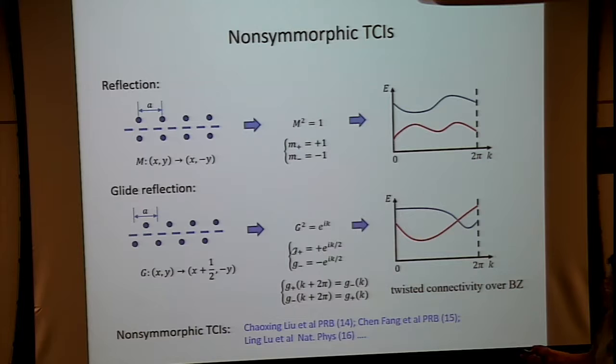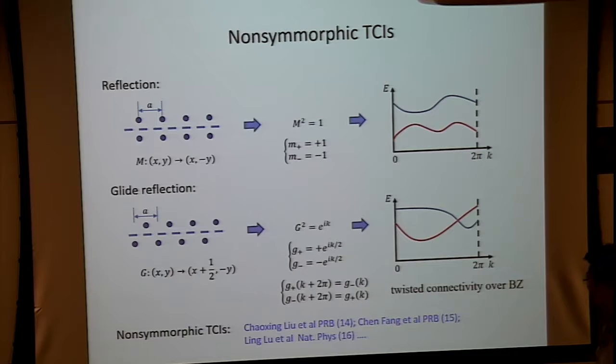Yes? That's an excellent point. If I have a spin 1/2 system, then m squared is minus 1, so glide squared would be minus e to the i k. Thank you, yeah.